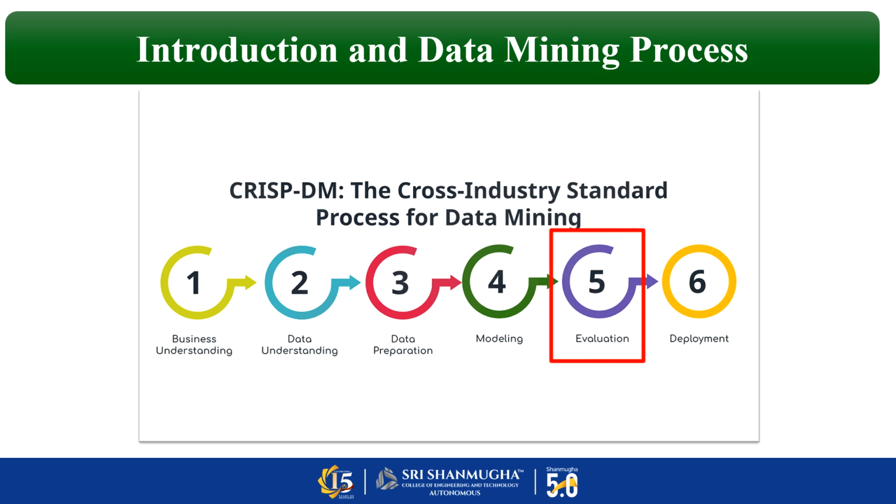CRISP-DM. It is a standard data mining model used in industry. It includes business understanding, data preparation, modeling, evaluation and deployment. So CRISP in the sense, CR for cross, I for industry, S for standard, P for process. And DM is nothing but data mining. CRISP-DM.